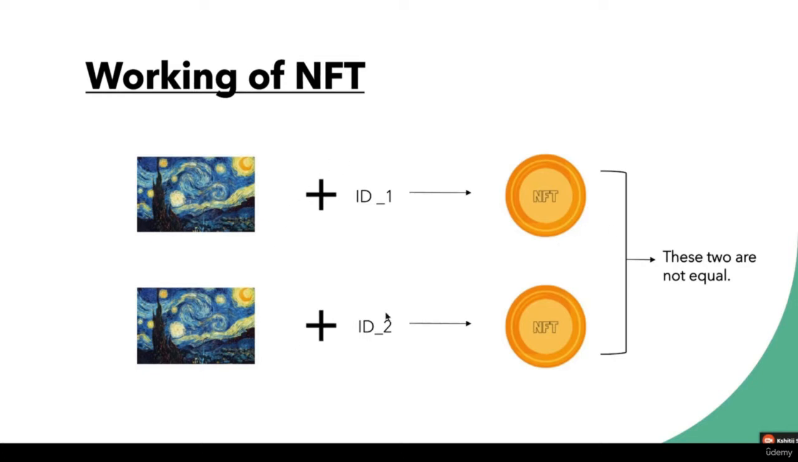Now why are they not equal? It is because they don't have the same ID. So this is what NFT is. And when we work on it practically, we will understand it more. For now, just at the surface level, this is what NFT is. Attaching an image to an ID, and that is how you get an NFT.